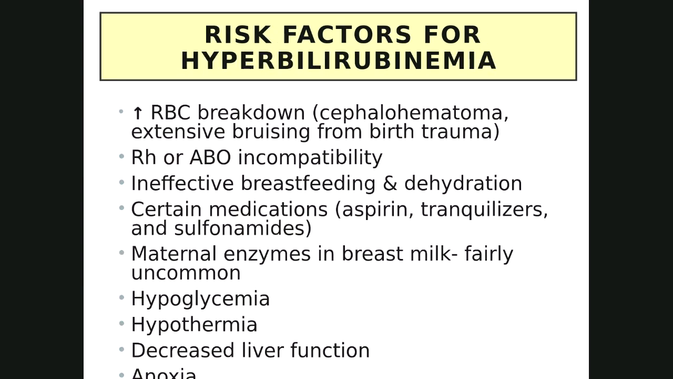Some risk factors for hyperbilirubinemia are increased red blood cell breakdown. What's going to cause even more red blood cell breakdown than the normal physiological amount I just talked about? Cephalohematoma, where there's blood on the baby's skull, maybe because a vacuum was used. Extensive bruising from birth trauma, maybe she pushed, maybe there was a traumatic birth. Rh or ABO incompatibility, ineffective breastfeeding and dehydration.